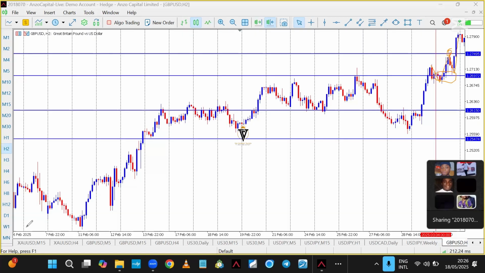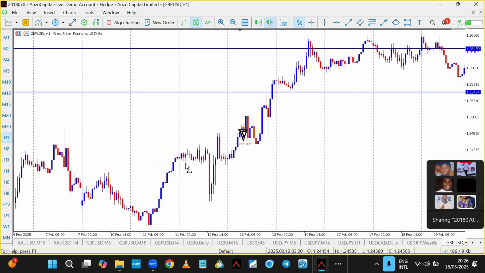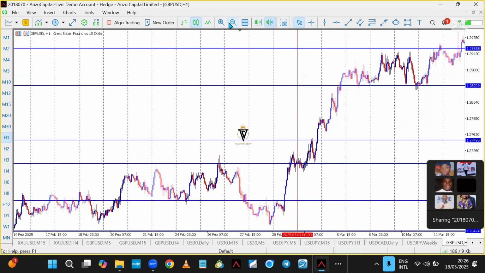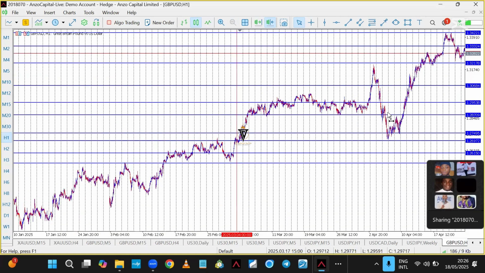And this is on 2 hours time frame, which is equal to 1 hour, right? There's no difference like that. 2 hours and 1 hour are the same thing.